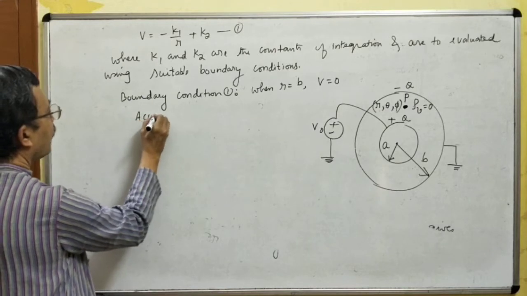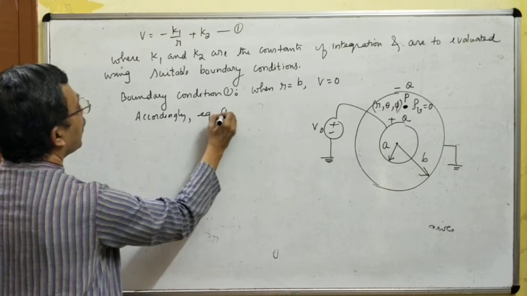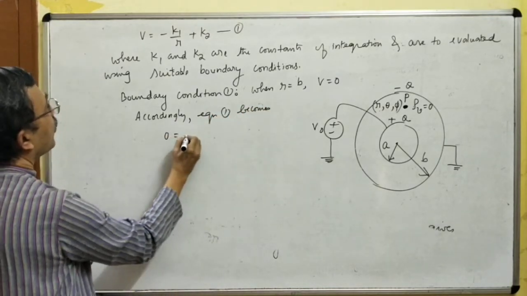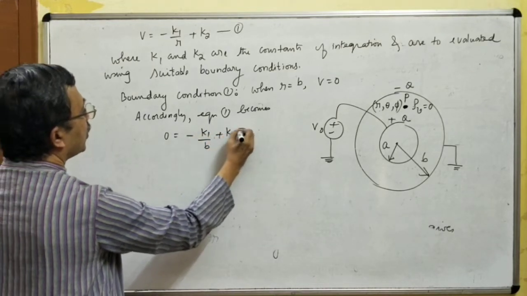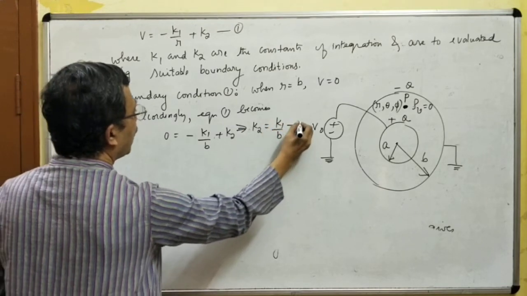Accordingly, equation 1 becomes 0 is equal to minus k1 by b plus k2. This implies k2 is equal to k1 by b, equation 2.